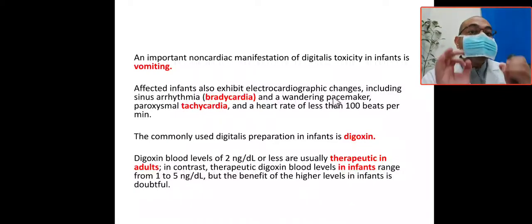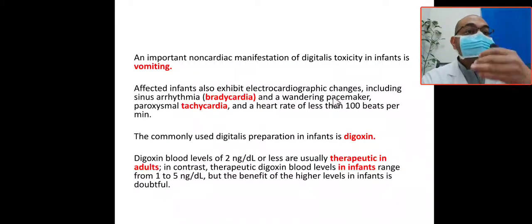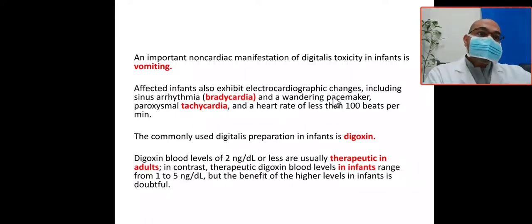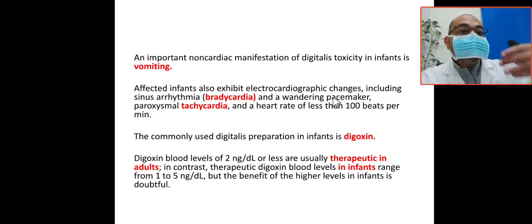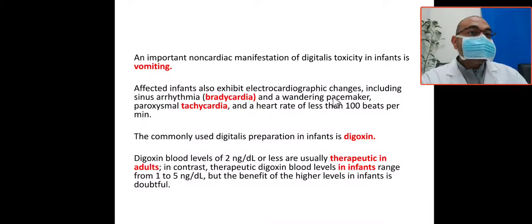The affected infant also exhibits electrocardiographic changes. There are some ECG changes you have to look for. If there is any digitalis toxicity, you have to do an ECG. These include sinus arrhythmia like bradycardia, wandering pacemaker, and also paroxysmal tachycardia and a heart rate of less than 100 beats per minute. These are the electrocardiographic changes in infancy.